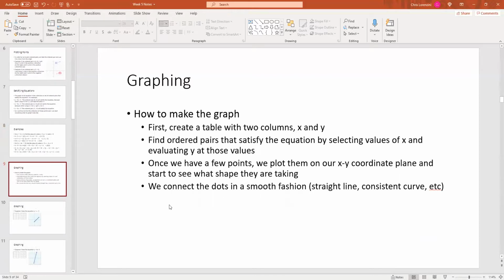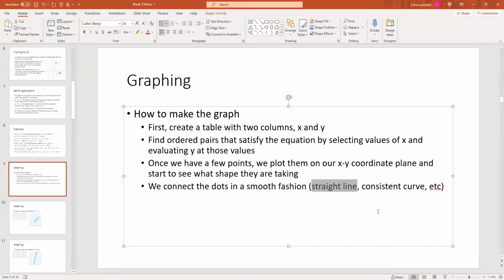So how do we make the graph? First thing we want to do is create a table with 2 columns, x and y. We then want to find ordered pairs that satisfy the equation by selecting values of x and then evaluating y at those values, just like we did on the previous slide. Once we have a few points, we plot them on the xy coordinate plane to see what shape they are taking. In this class, they should make a straight line. And then we connect the dots in a smooth, straight line.